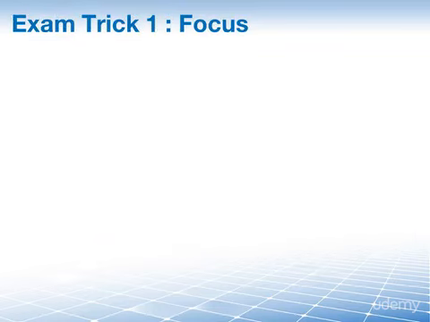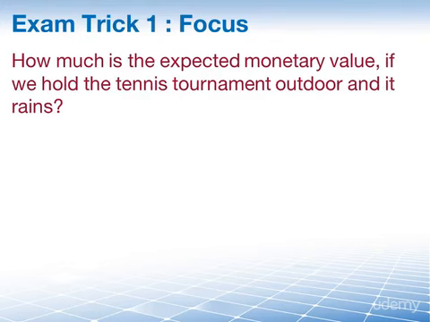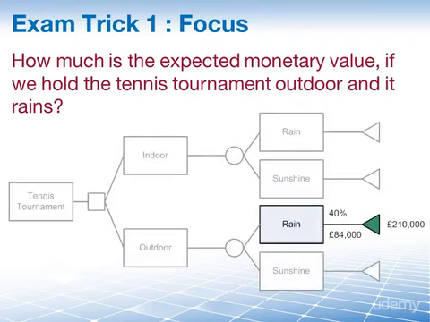Does all of this sound way too complex for you? Well, I have 2 exam tricks for you. And the first trick is you need to focus. When you come across PMP exam sample questions with decision trees and expected monetary value, then occasionally you get questions like this one here. How much is the expected monetary value if we hold the tennis tournament outdoor and it rains? In a case like this, you don't have to draw the complete decision tree. All you have to do is figure out that one single number and nothing else.